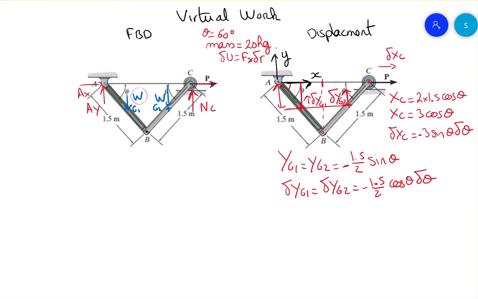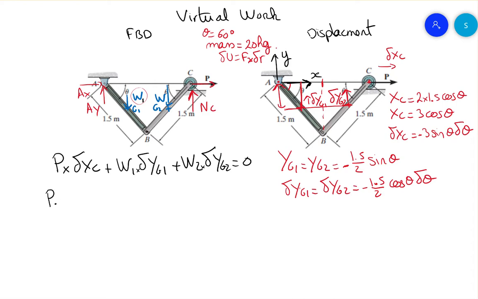Awesome. So now let's write our principle of work and energy. We have the force P times the delta x_C, plus the force W, let's call that W1, times the delta yG1, plus the W2 times the delta yG2. It's equal to 0. I didn't include the sign yet. That's just the general formula. So now we need to include all the signs for the forces and all the signs for the deltas. P is going to the right, so it's positive.